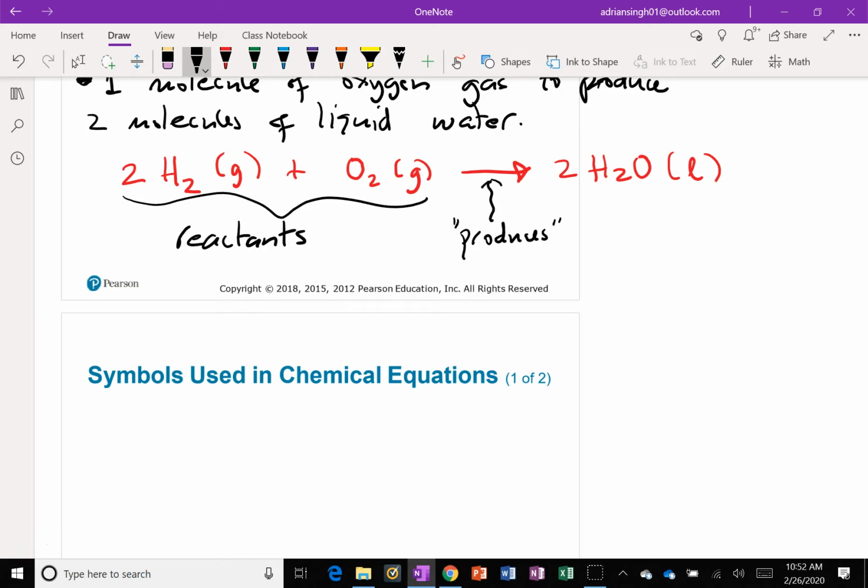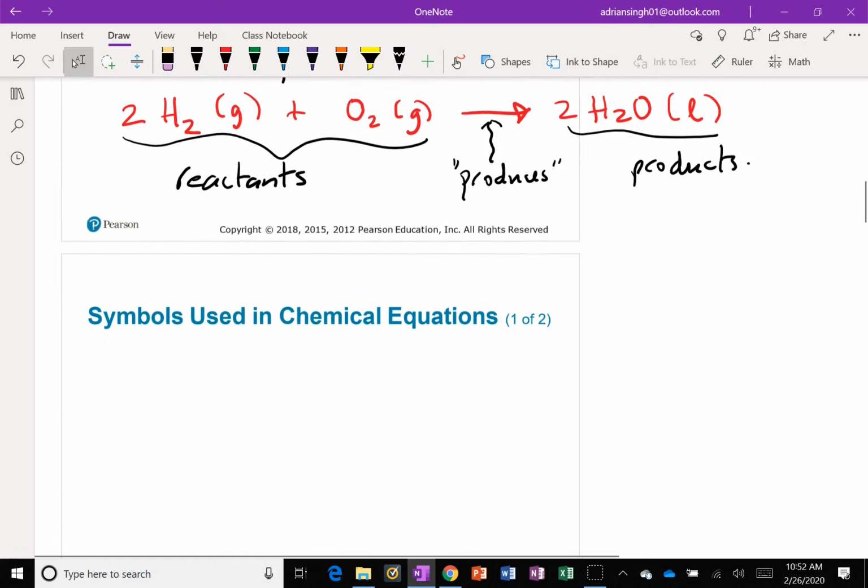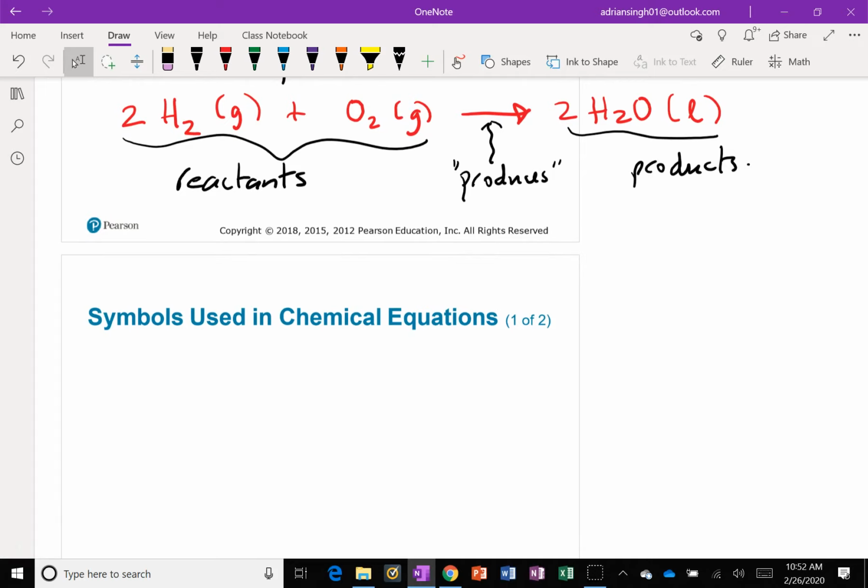So the reactants react together to produce the stuff on the right side, which we call products. Right? That's the basic general layout for every single chemical equation. Reactants on the left react together to produce the products on the right side. You will notice that we use a couple symbols in here to mean certain things. So for instance, the most common symbols you'll see used in chemical equations, right?